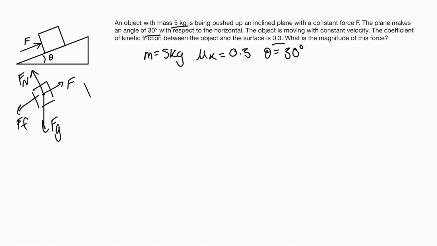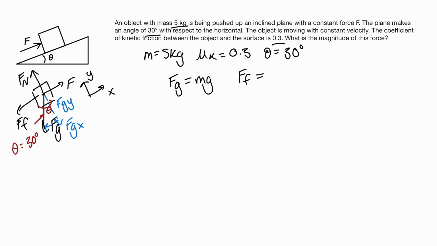So we should add in our coordinate axis. And we can also break up Fg into its y and x components, so we'll have Fgy and Fgx. And then we also know the angle is 30 degrees. First of all, we'll write down what equations we'll be using today. We know that Fg equals mg and Ff equals the kinetic friction coefficient times the normal force.